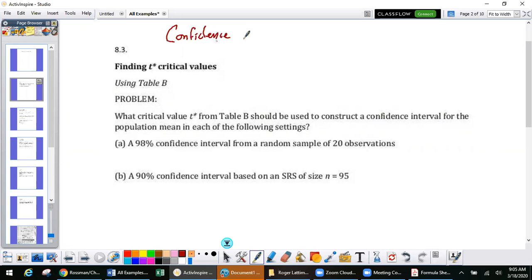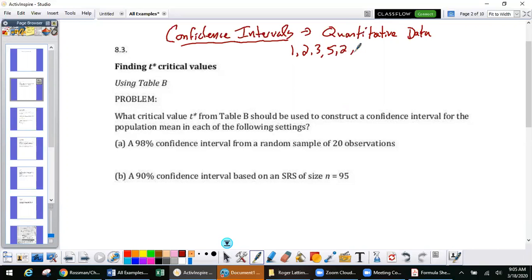And hopefully you guys had a chance to watch the one video. But the big difference is now that we're doing confidence intervals and we're talking about quantitative data, right? Remember when we talk about quantitative data, we're talking about numbers like 1, 2, 3, 5, 3, 2, whatever, and we're going to start talking about averages. So we're talking about sample means, and our whole goal is to try to figure out these population means. We're trying to figure out mu, our population mean.